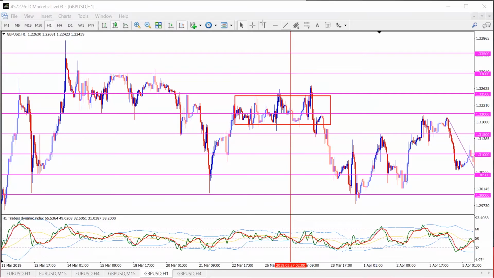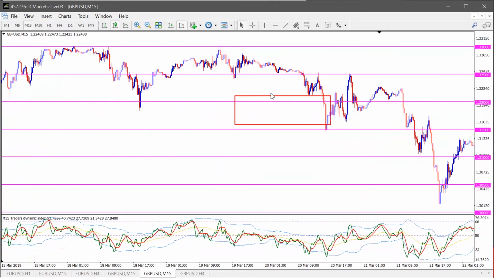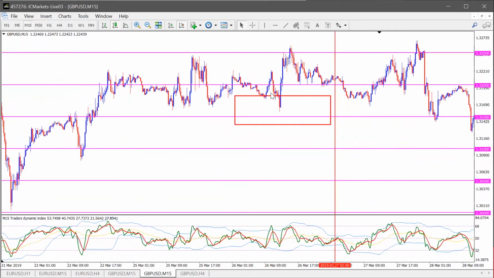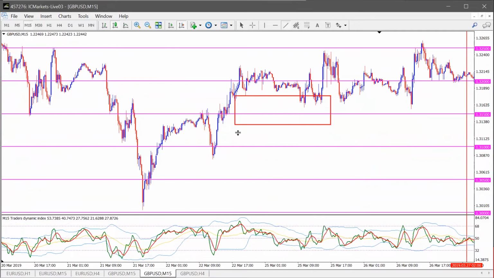Okay, so go to 15 minutes. Let's look for that same place. Exactly. Look at it right here. So now you would think, okay, this is a very good trend line. This is a trough, right? This is another trough.